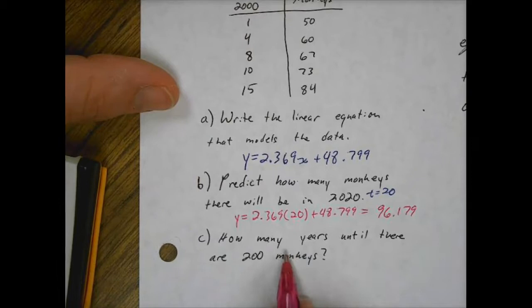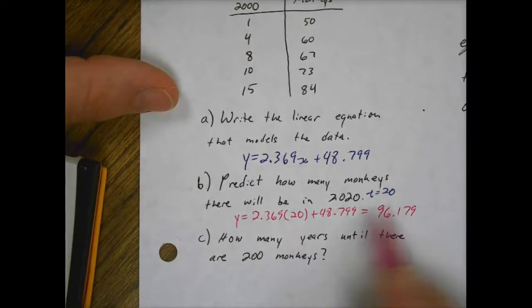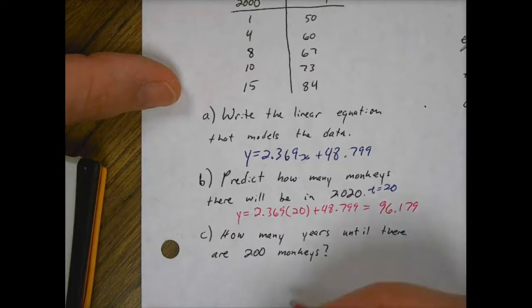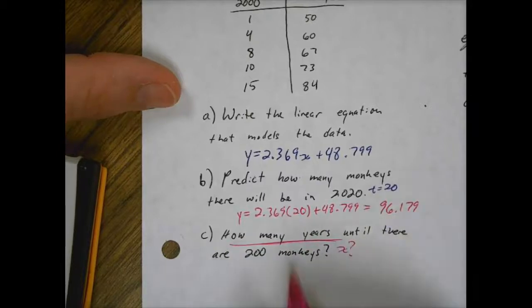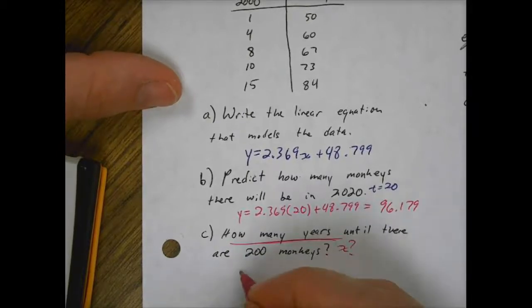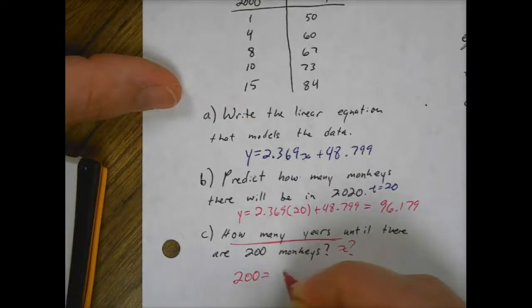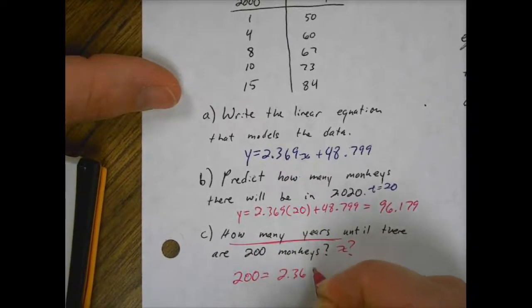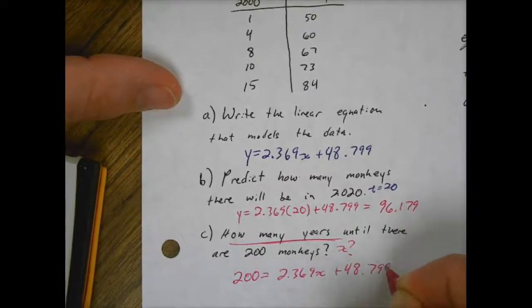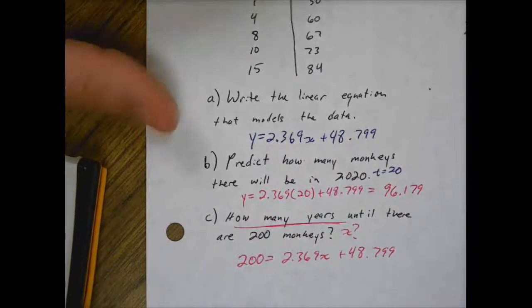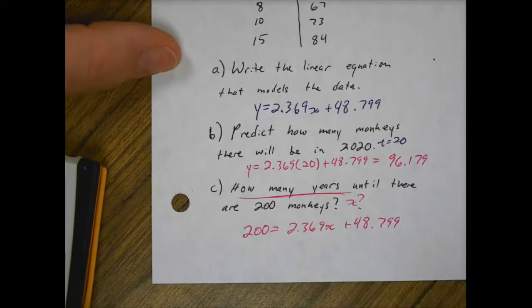Now it says how many years until there are 200 monkeys. Well, it's going to be a little bit yet. I mean, 20 years, there are only 96. So we want to know our x value now, right? We want to know how many years, or what the x value is, but it's telling us the y value is 200. So I can say 200 equals 2.369x plus 48.799. And then that's just an equation that's pretty easy to solve. It's just weird looking numbers.